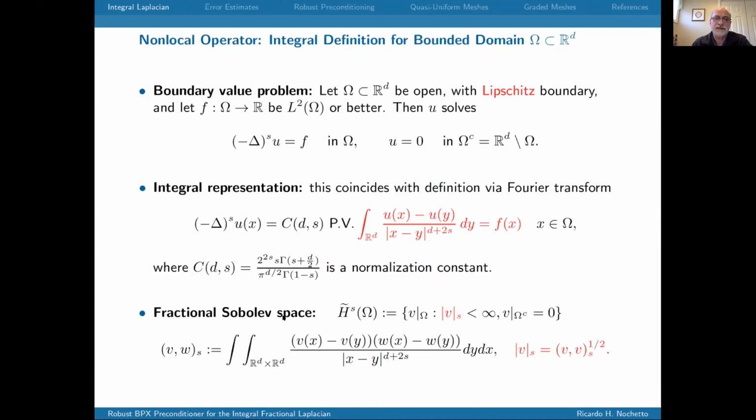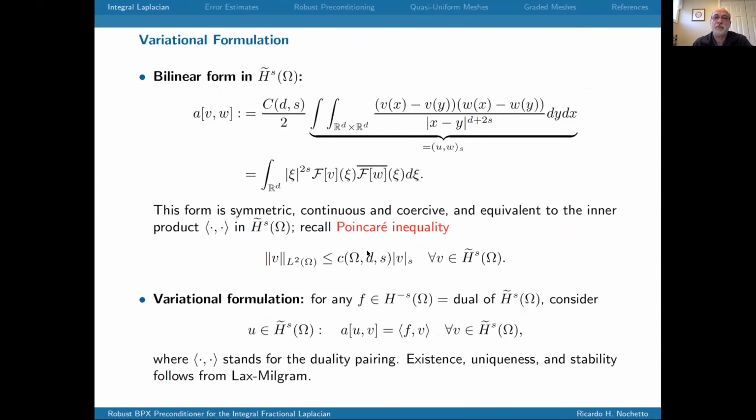The space where this is defined is the so-called H tilde S space, which are functions with this norm, semi-norm if you like, bounded. Here is the semi-norm induced by this integral, and the functions are 0 outside the domain. This space, H tilde S, is not the regular HS, which are functions defined in omega. These are restrictions to omega of functions that globally have this semi-norm bounded. But because the functions are 0 outside the domain, they satisfy the Poincaré inequality for every S.